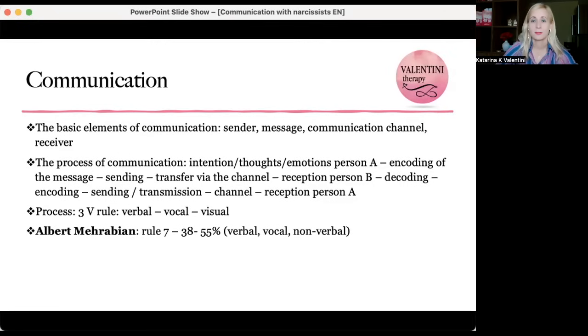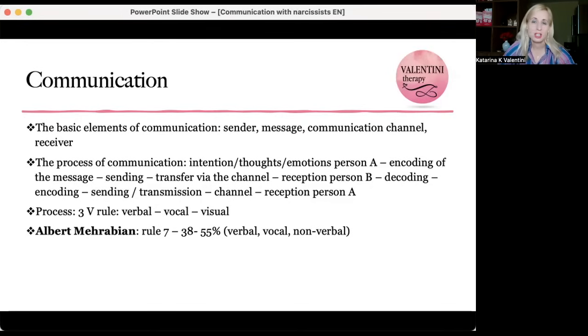To be a bit more specific, the process of communication is composed of the following elements. First, we have the sender, that is person A. This person A has an intention, certain thoughts or emotions that she would like to express. And all of these intentions, thoughts, and emotions have to be encoded into a message. Then we have to send this message, and the message is sent via the channel.